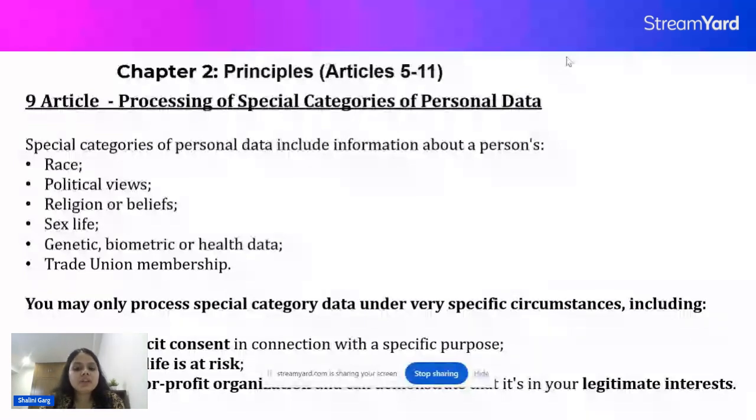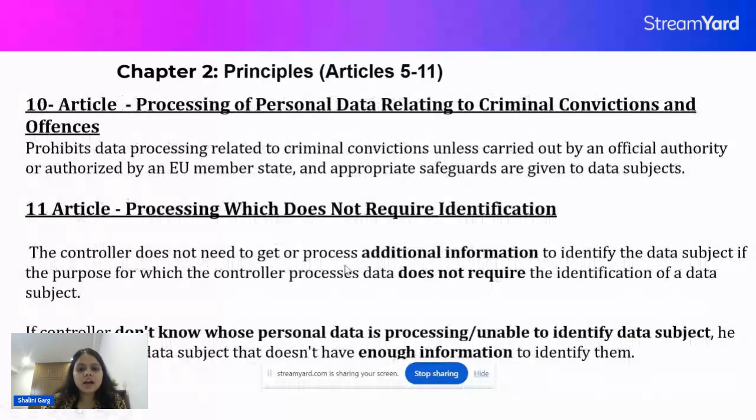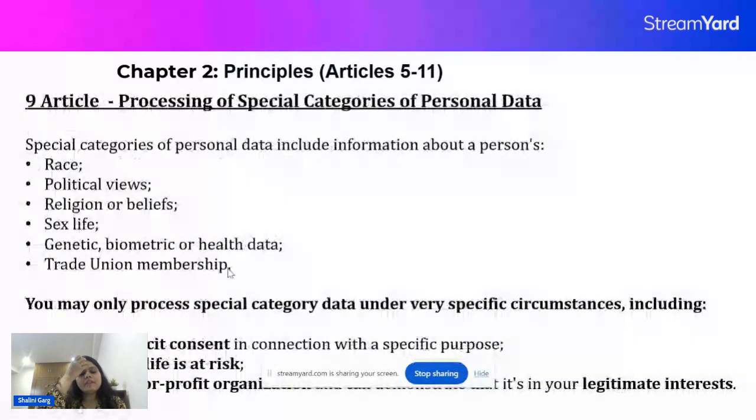We have to apply good security measures on the special category of data. Now, you may process special category data under very specific circumstances, such as if you have taken the explicit consent of a person and the purpose has been specifically described. Only for that purpose can you process the personal data.